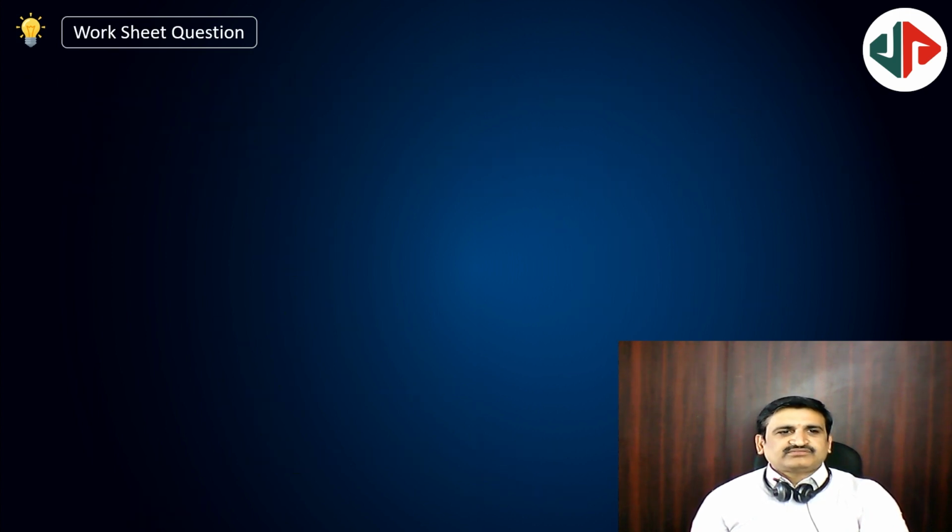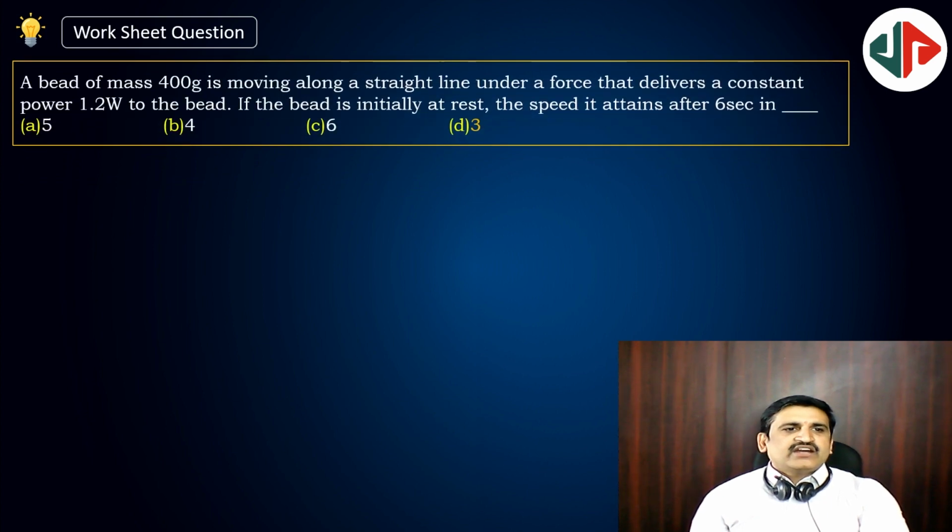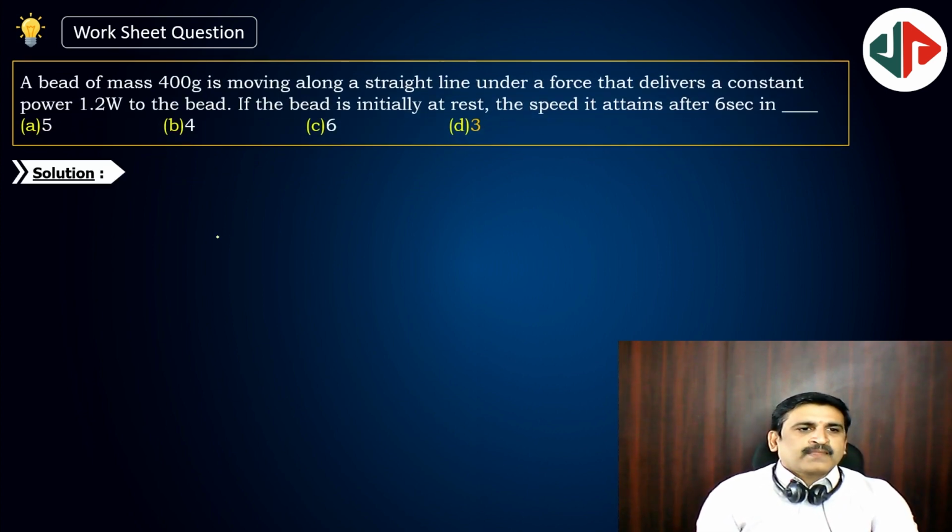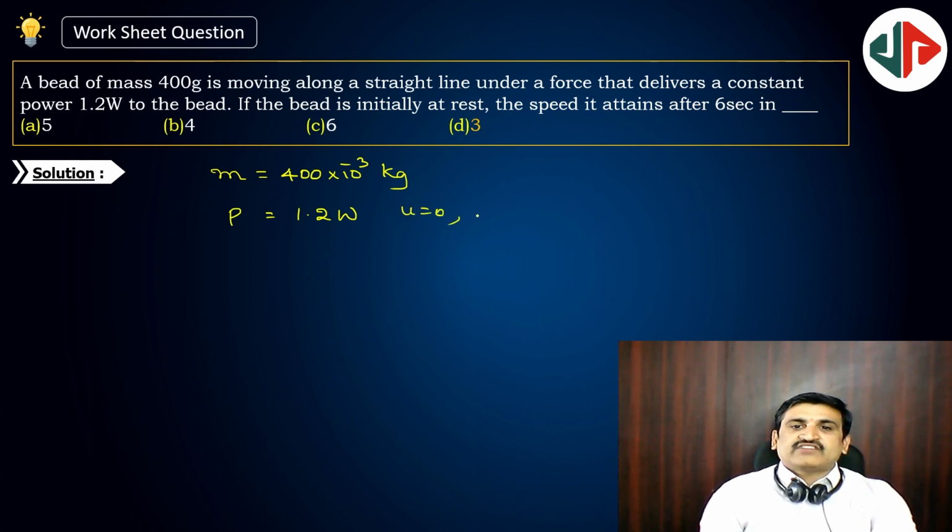Yes. Next, a bead of mass 400 gram. 400 gram into 10 power minus 3 will be kg. Moving along a straight line under the force that delivers a constant power P is equal to 1.2 watt. If the bead is initially at rest, how much speed does it attain after a time t equal to 6 seconds? Power is equal to work done by time, that is equal to change in kinetic energy by time.